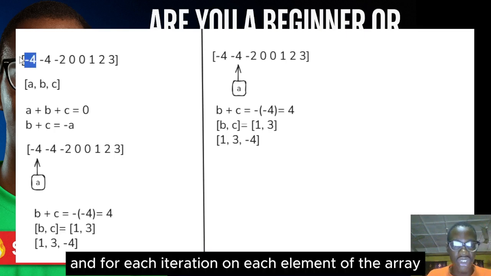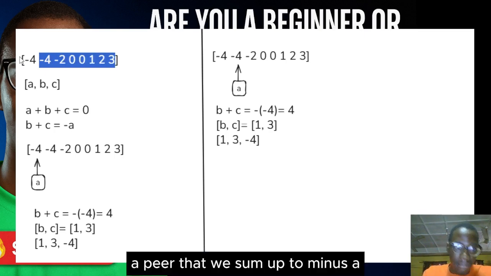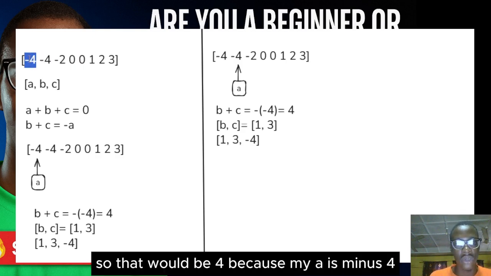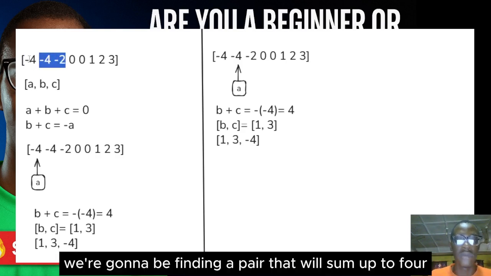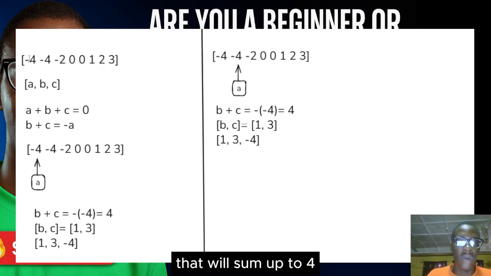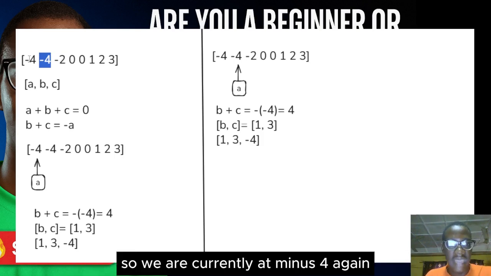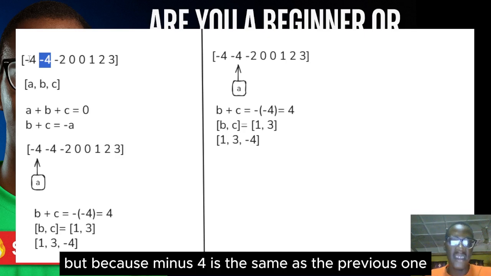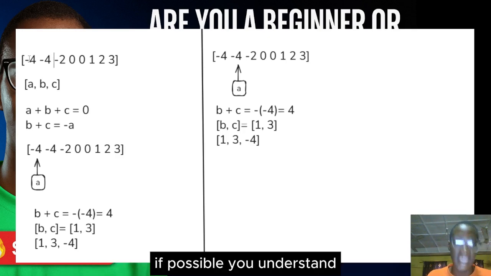For each iteration on each element of the array, we are going to find a pair that will sum up to -a. In this case, -a will be 4, because my a is -4. So we are going to find a pair that will sum up to 4. You understand? And after finding all possible pairs that sum up to 4, we shift to the right by 1. We are currently at -4 again, but because -4 is the same as the previous one, we are going to skip it, because it's going to give us the same set of triplets if possible.